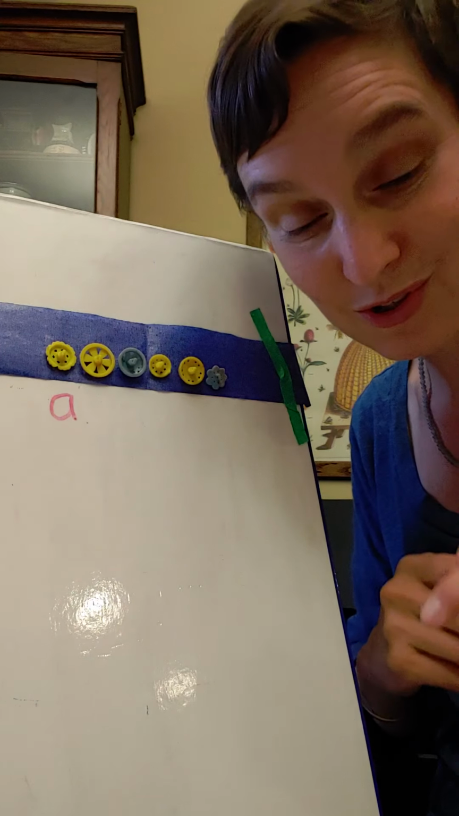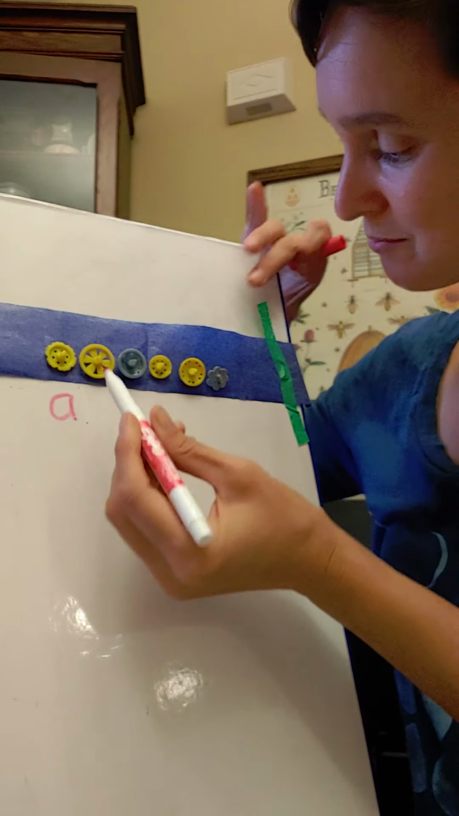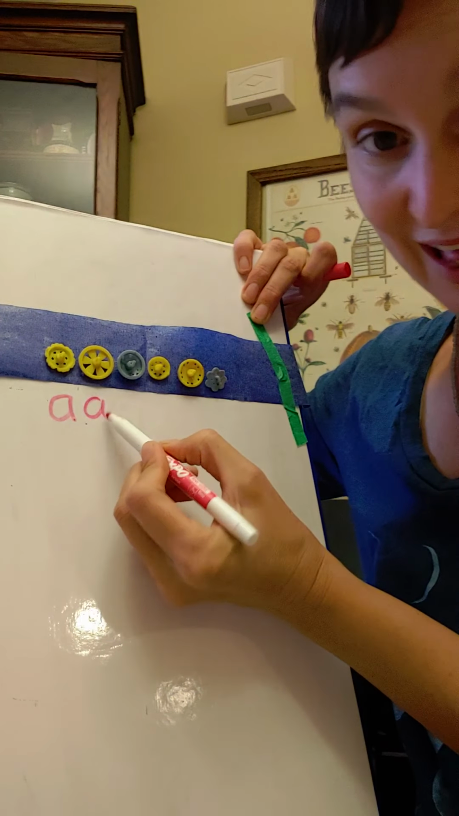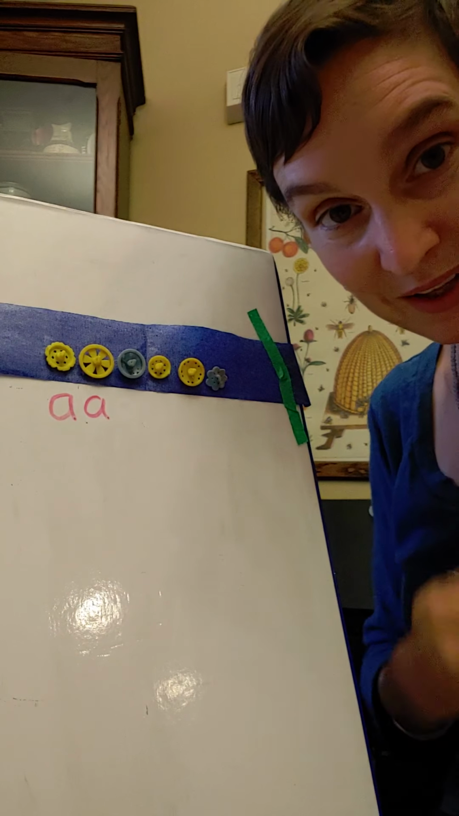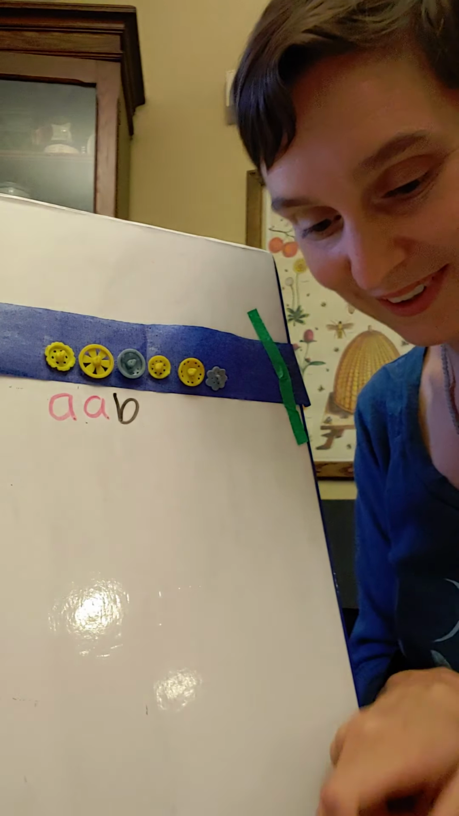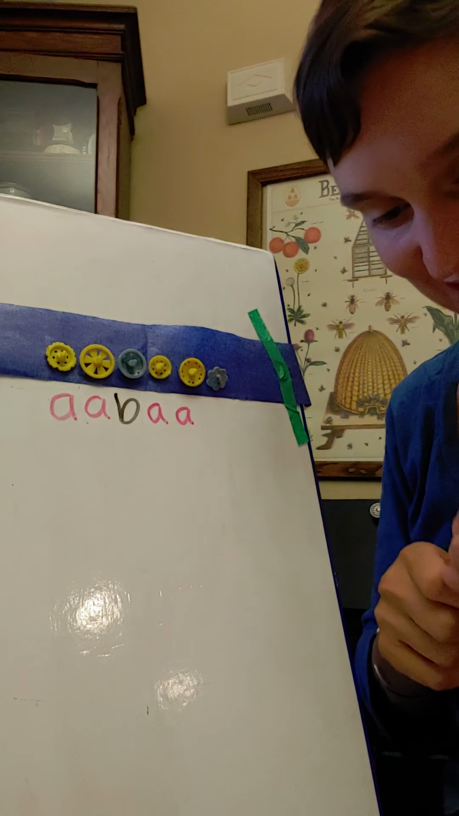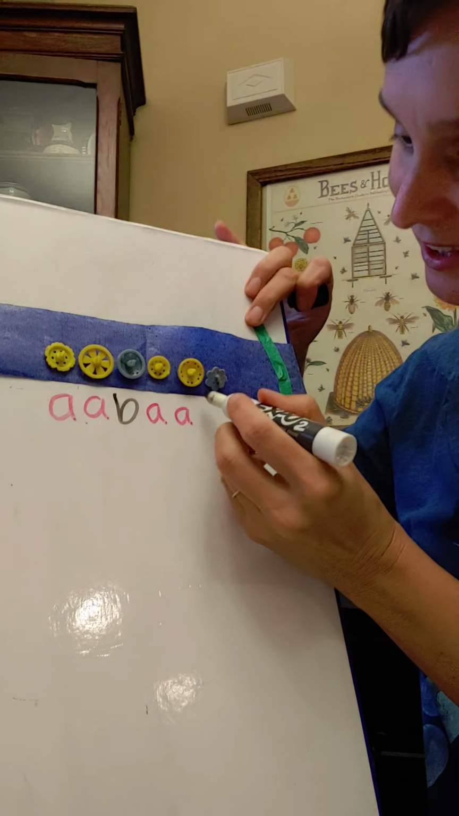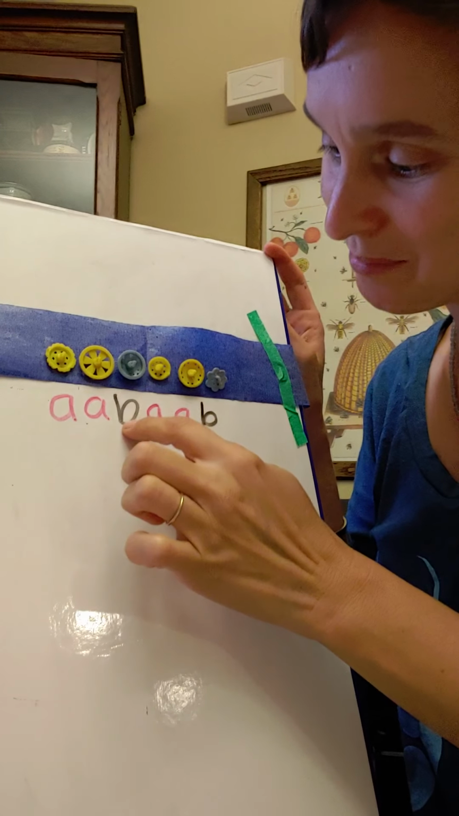And now we're going to label it. Ready? A. And that one's the same, so it's going to be another one. A. Now that one's different. Remember what that's going to be? B. It's going to be B. Here comes the next one. A. B. And that's our pattern. A, A, B.